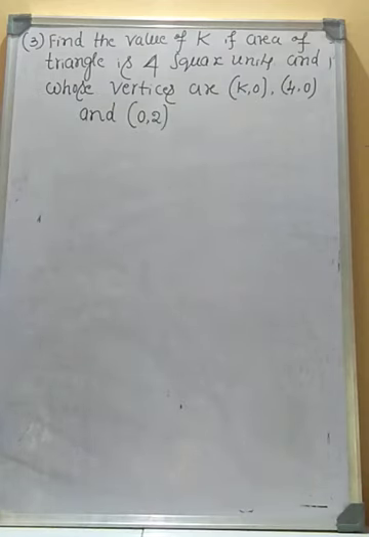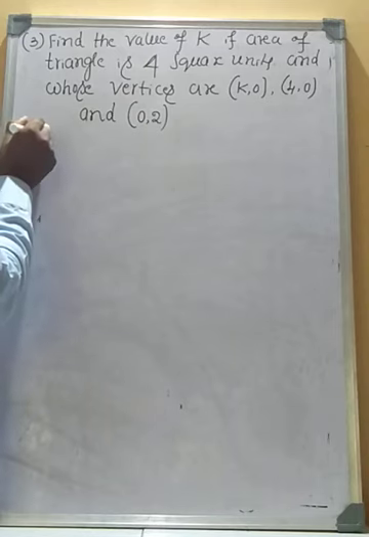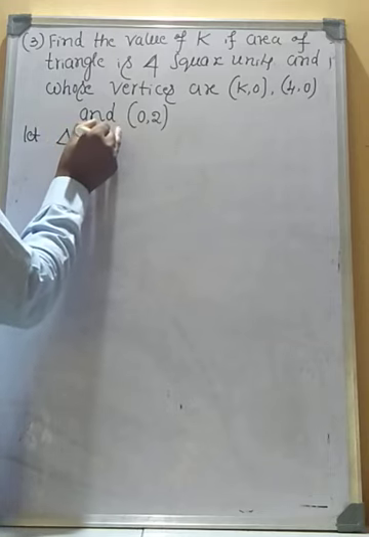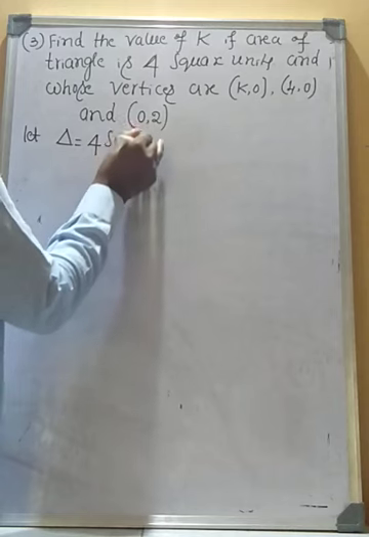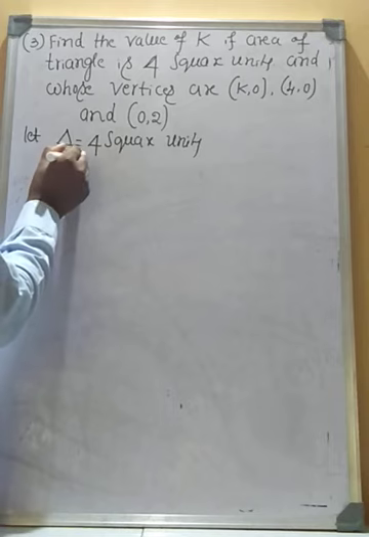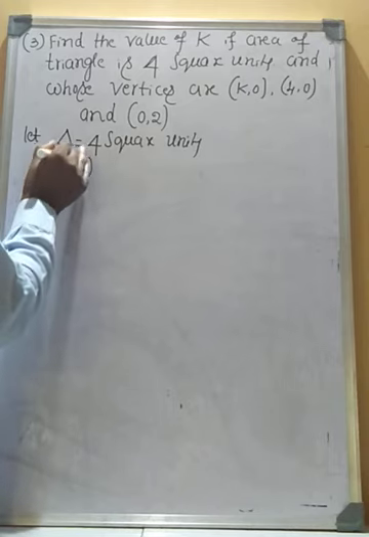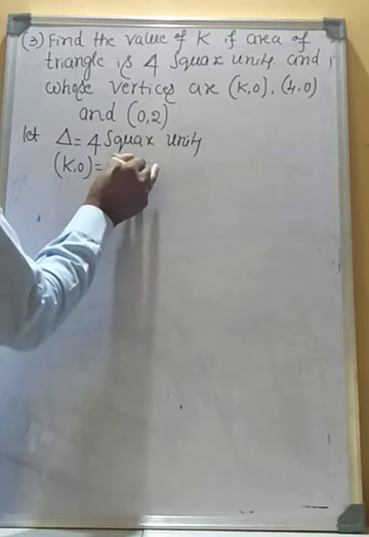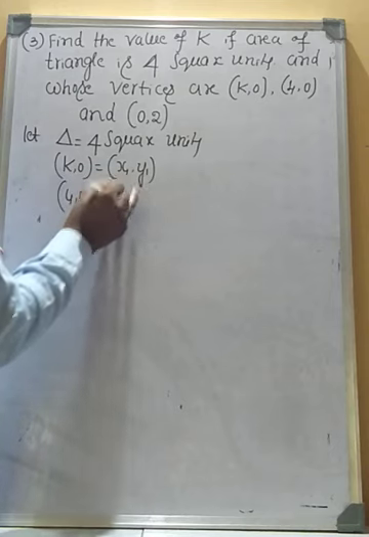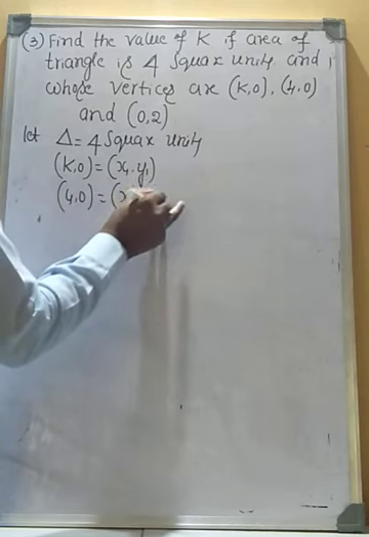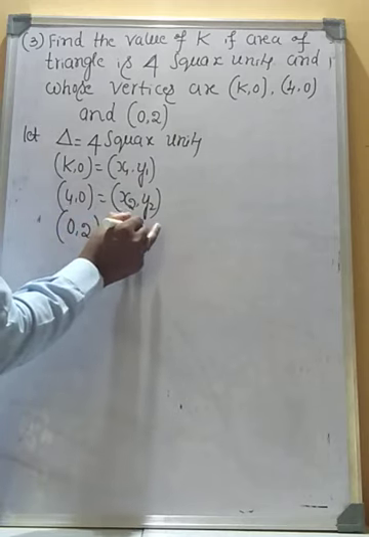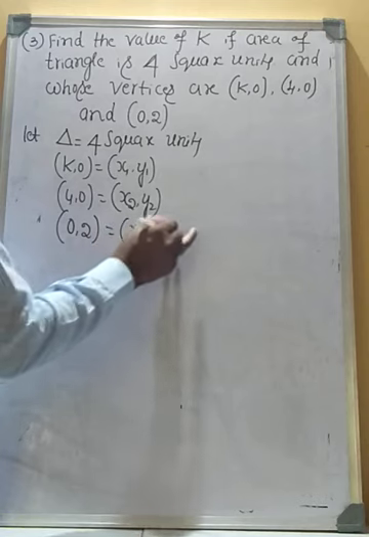Okay, that's right. So delta is given. What is delta? 4 square units. The vertices are (k, 0), that is x1, y1; (4, 0), that is x2, y2; and (0, 2), that is x3, y3.